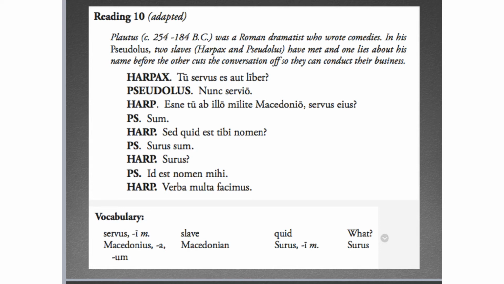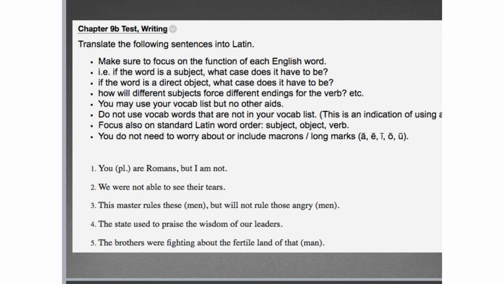Are you, with that Macedonian soldier, are you his servant? I am. All right, and I'll let you take the rest.